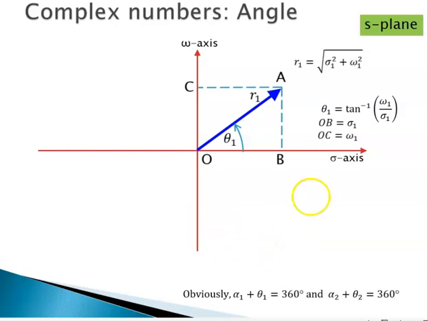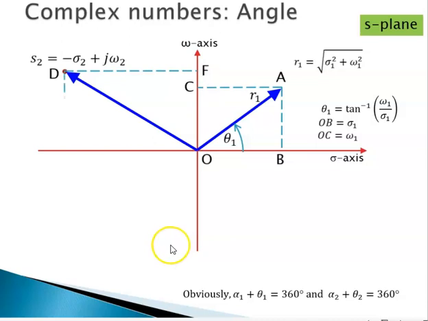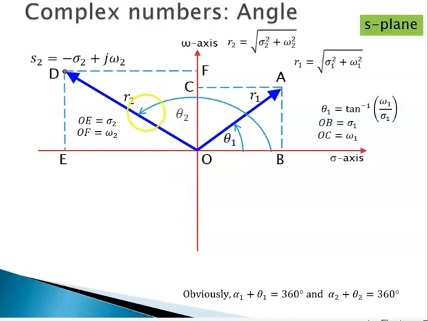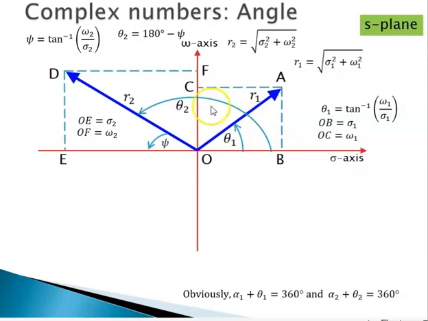Similarly, if you have another complex number in the second quadrant with length r2 and angle theta 2, theta 2 is this big angle, the angle from here to here. This angle theta 2 we compute as the total angle on the line EB. That angle is 180 degrees. From that you subtract this little angle psi. 180 minus psi is theta 2. And psi is tan inverse omega 2 over sigma 2.